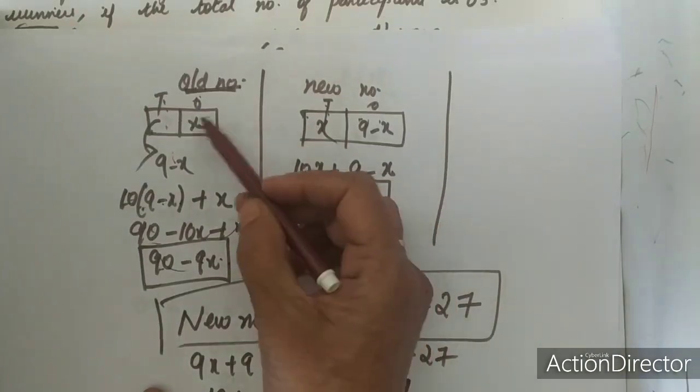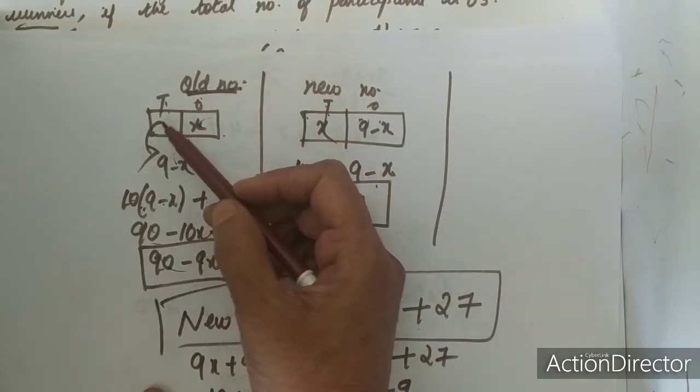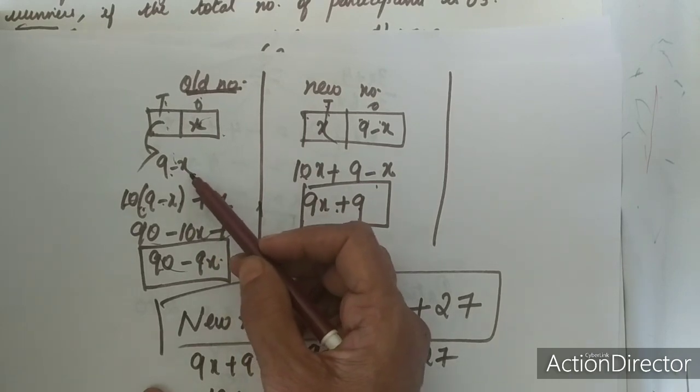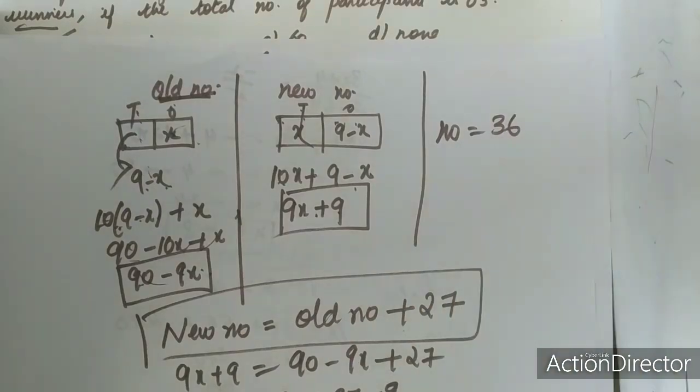Now if x is equal to 6, that is my ones place is 6. What will be my tens place? That is 9 minus 6. 9 minus 6 is 3. So my number will be equal to 36.